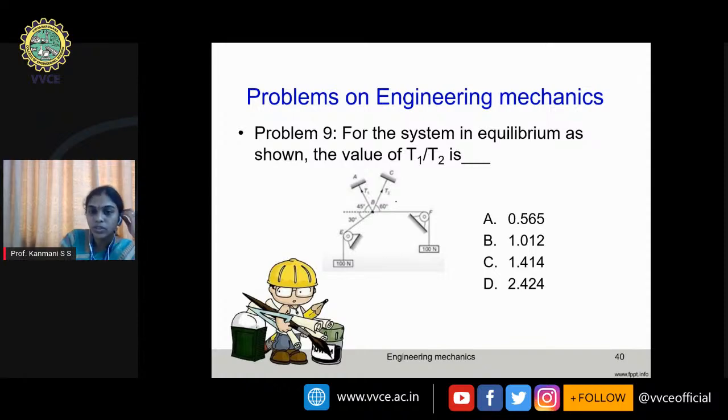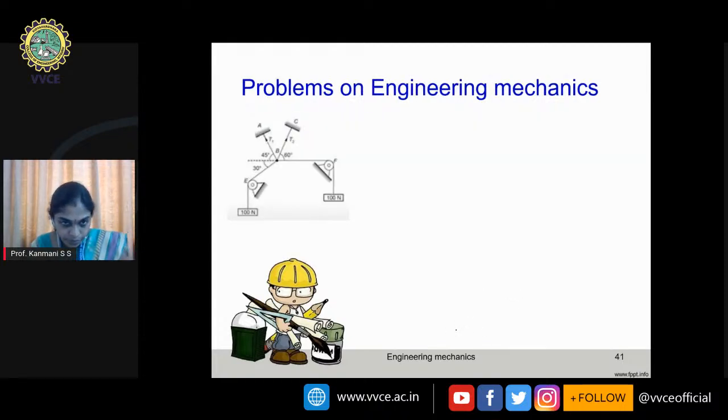What's the question? As for the system in equilibrium shown, the value of T1 by T2 is. So I have to find what is T1, I have to find what is T2, then divide T1 by T2, find out what is the answer of T1 by T2. So I will take the problem now. I will write the free body diagram. So I'll first come to joint E.